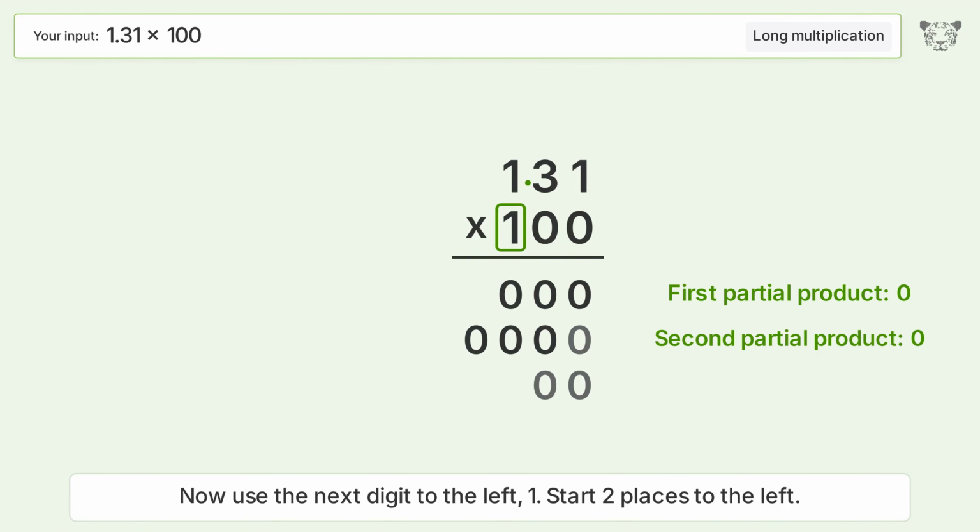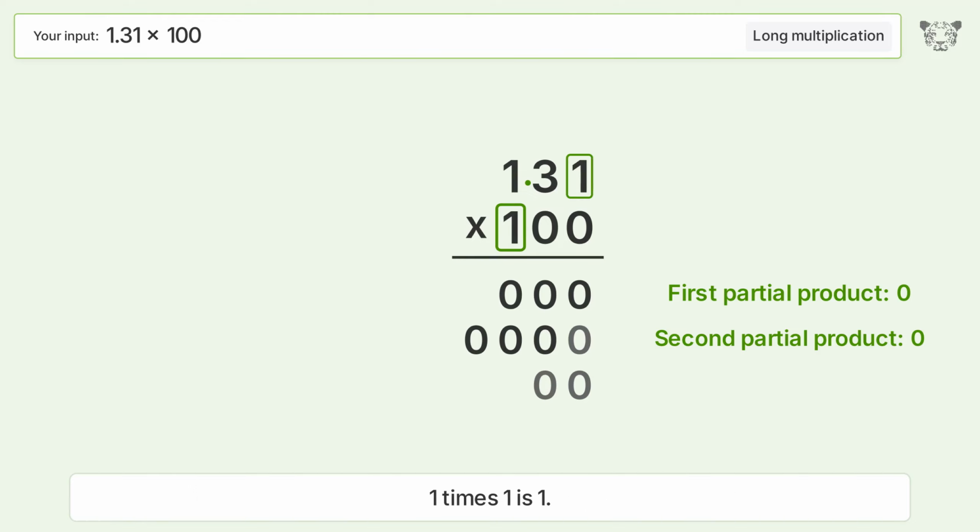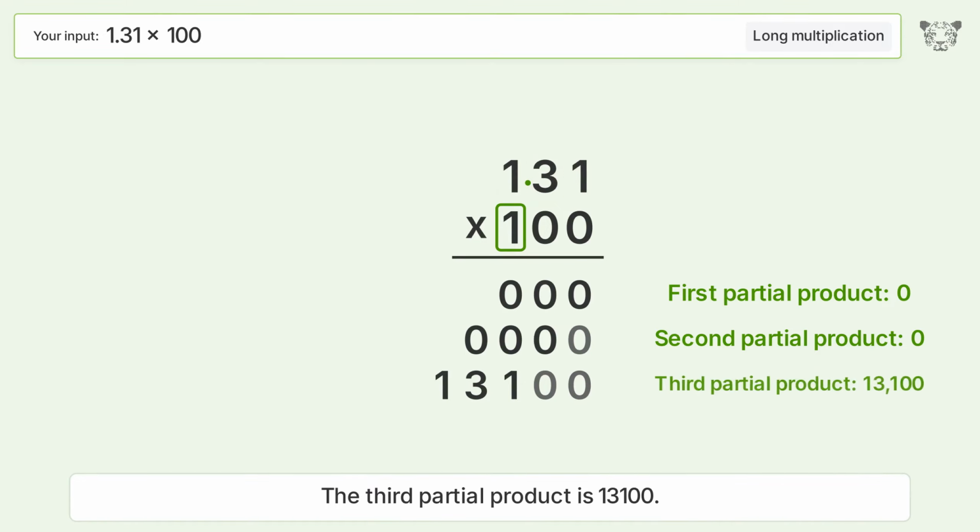Now use the next digit to the left, 1. Start two places to the left. 1 times 1 is 1. 1 times 3 is 3. 1 times 1 is 1. The third partial product is 13,100.